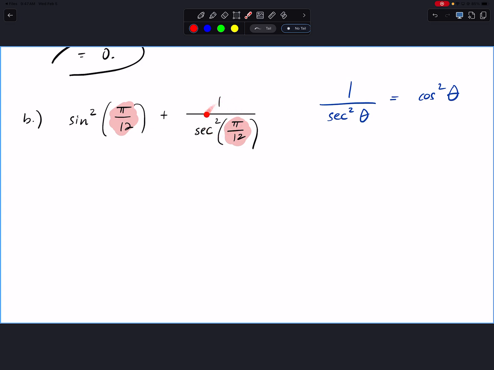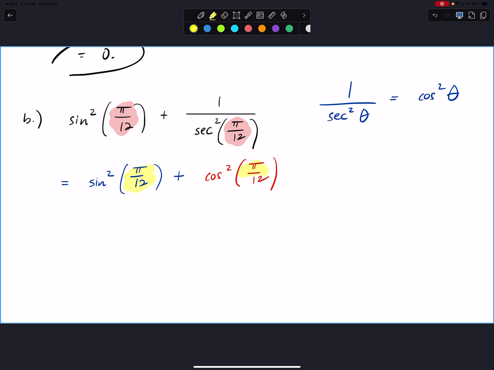So how could I rewrite this then if I know this? Yes, so it'd be sine squared of pi over 12 plus, this is going to become cosine squared of pi over 12. Now, these are the same angle, right? So this is like our theta. So sine squared theta plus cosine squared theta is 1. Okay. Next problem.